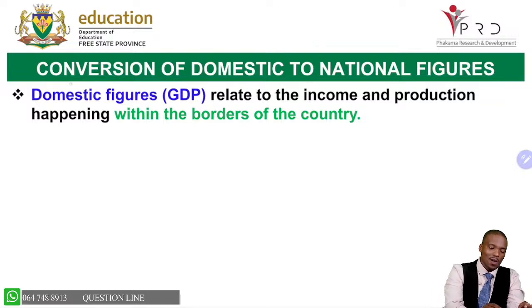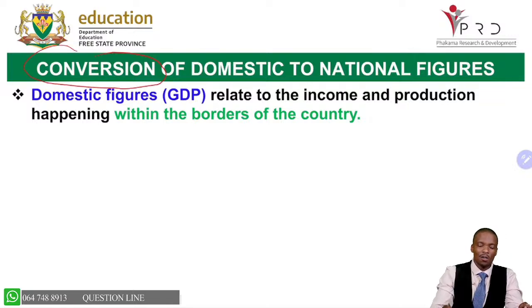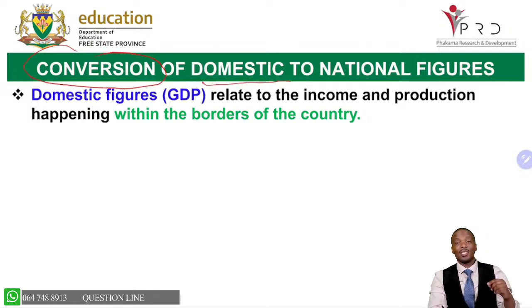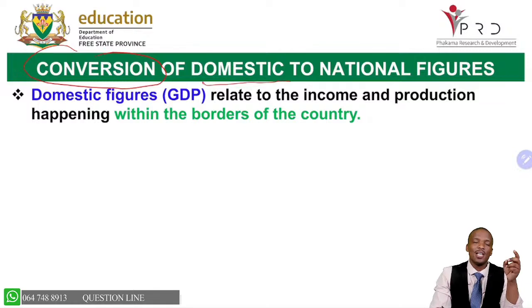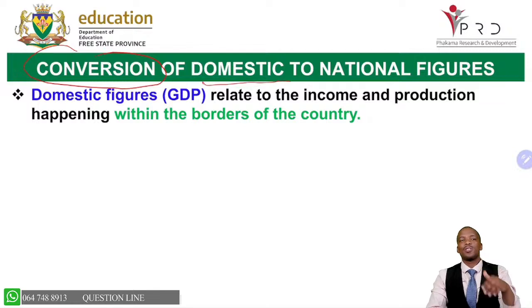Now here we are looking at what we call the conversion of domestic to national figures. You can recall that when we started our lesson in grade 12, we looked at the domestic figures as well as the national figures. Let's just recall, we said the domestic figures, or the GDP, gross domestic product, is the value of all final goods and services produced within the borders of a country. That includes everyone who's working in South Africa.